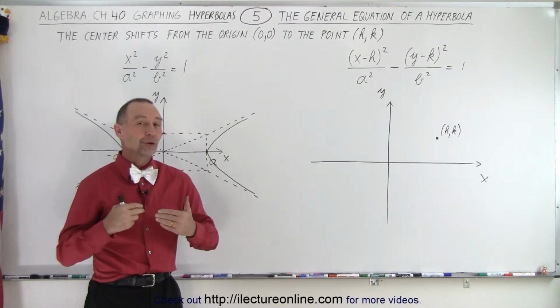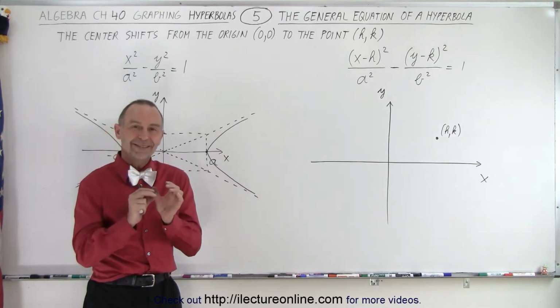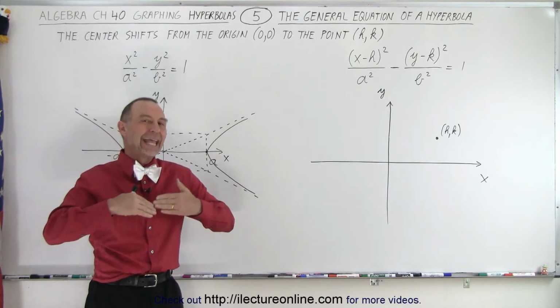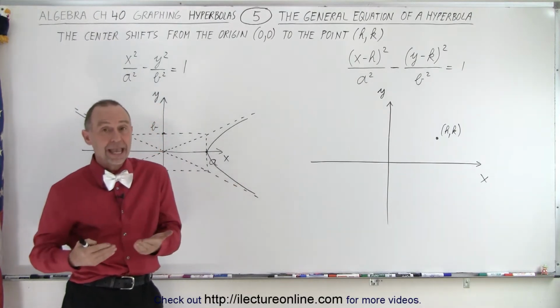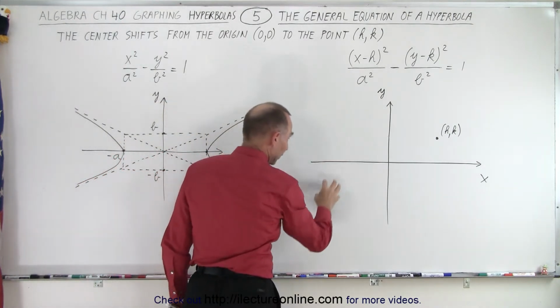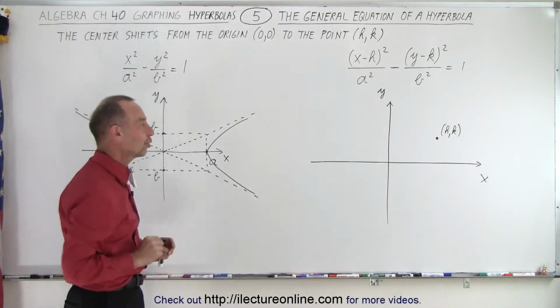In this video, we're going to look at the general equation of a hyperbola. We're not going to be stuck by having the center at the origin. We can now have the center anywhere at the point (h, k), whatever (h, k) is. It could be, of course, over here, over here, over here. It doesn't matter what quadrant. It's just a different location besides the origin.